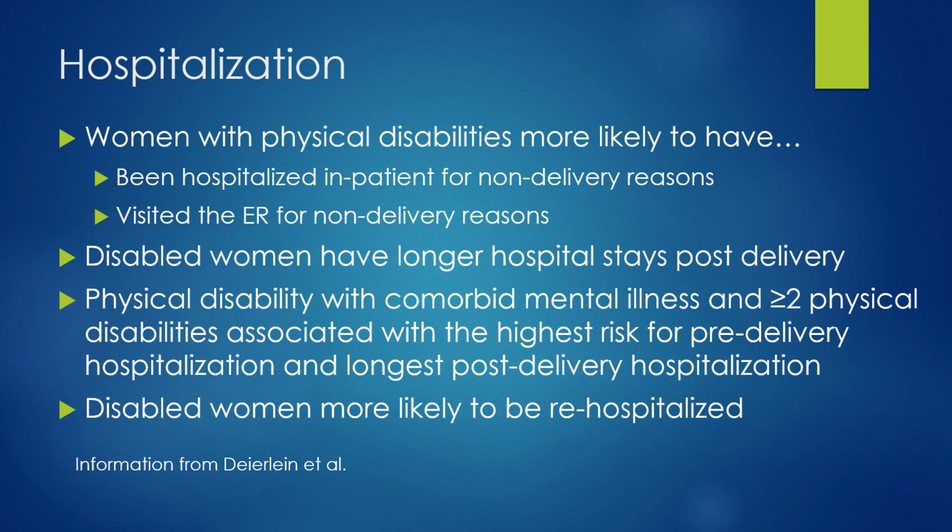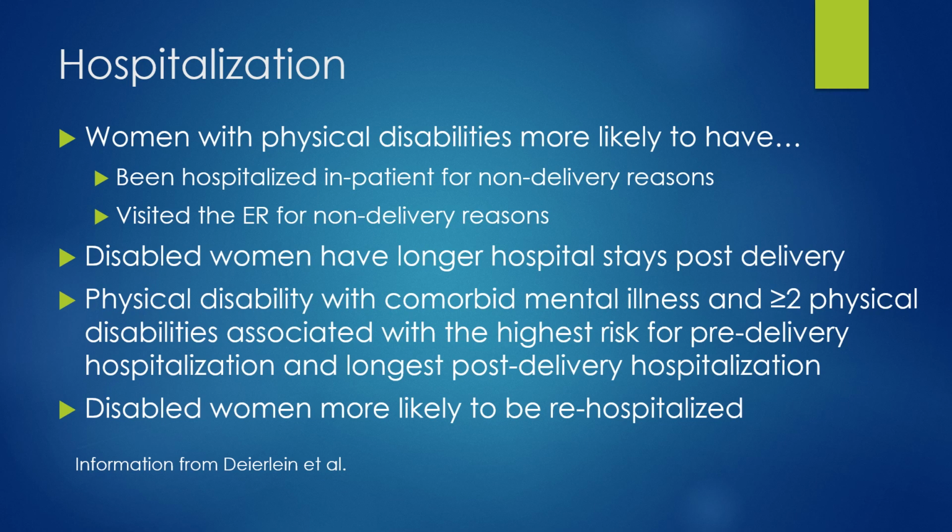Women with physical disability and a comorbid mental illness were at a slightly lower but still high risk. These women were 3.3 times more likely to be hospitalized and 2.6 times more likely to visit the ER compared to women without disabilities.